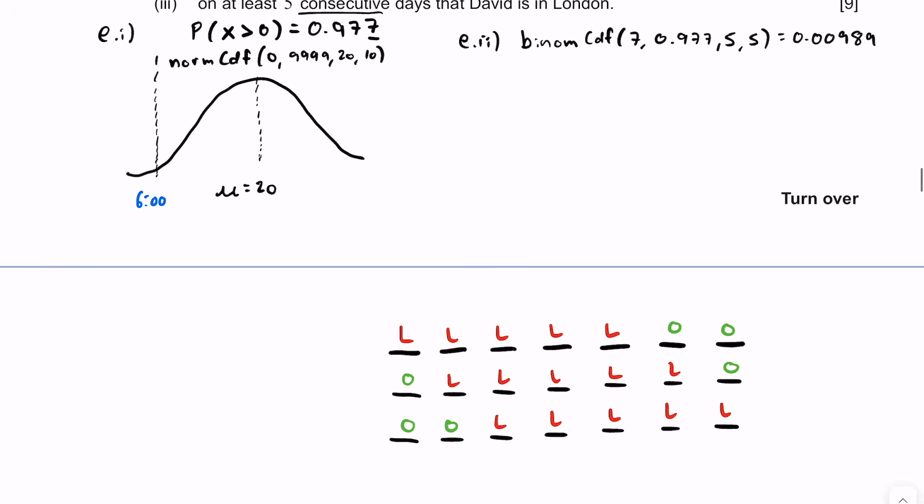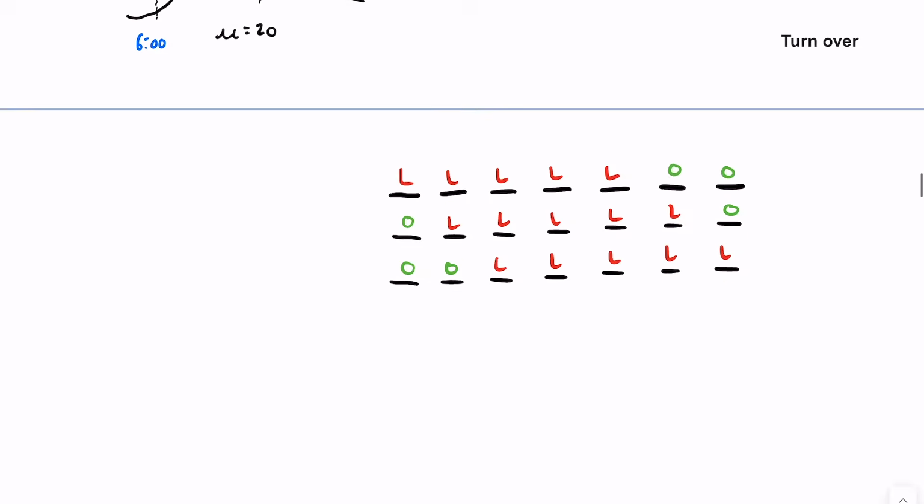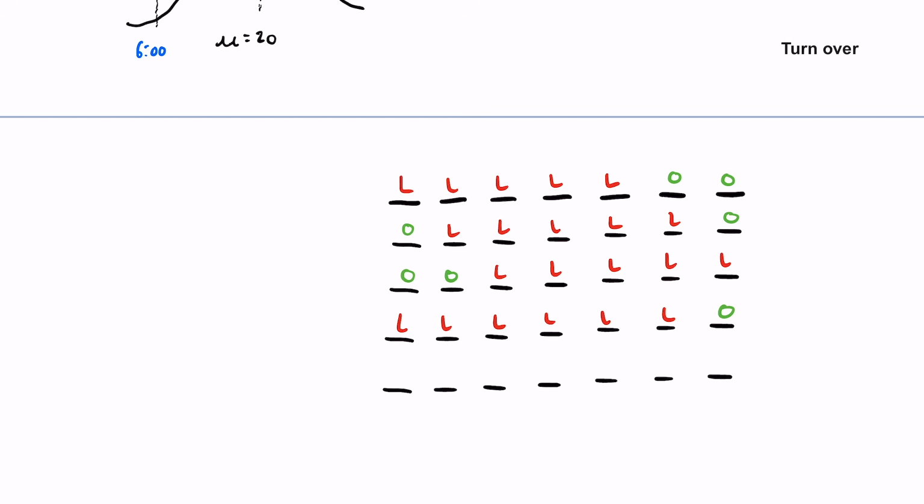But we're not quite done yet because it's on at least 5 consecutive days. So potentially the train could be late 6 consecutive days. So 6 days in a row. Let me see if we can do that. There we go. So what does that look like? Well, the train could be late on the first 6 days, and then it could be on time for the last. Or similarly, it could be on time and then late for the last 6 days.